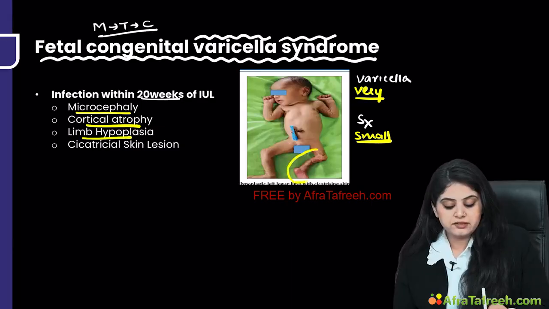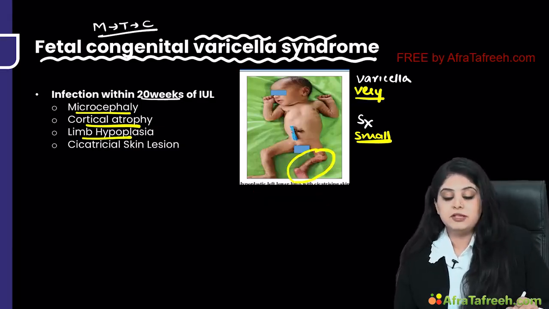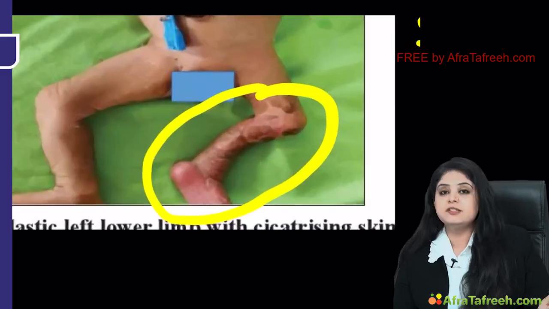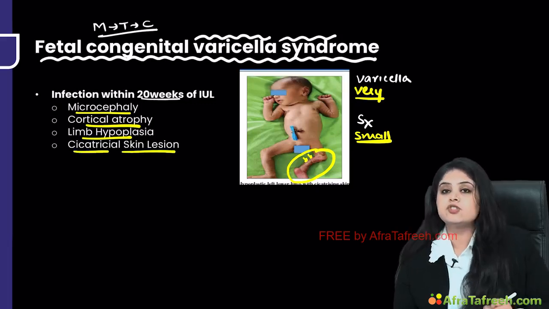You can see that there is hypoplasia. No development has occurred. There is limb hypoplasia. And look at the skin. If you see the skin, it is contracted. See, skin is also getting smaller. It is getting contracted. So that is known as cicatricial skin lesion.